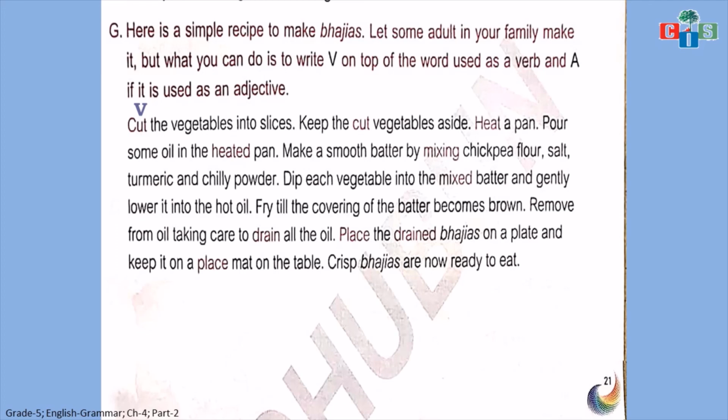Keep the cut vegetables aside. Keep is working as a verb here. Okay, the word keep is working as a verb, and again the word cut is working as an adjective. So keep the cut vegetables aside. Heat a pan. Heat is working as a verb, an action word. Heat a pan, some order or command is there, an imperative type of sentence. Heat a pan. Then pour some oil in the heated pan. Pour some oil. Pour is working here as a verb, and heated pan is working as an adjective. Okay, this one is very simple.